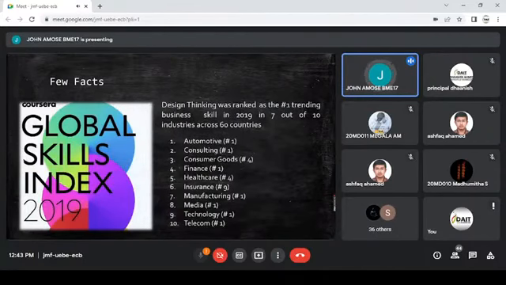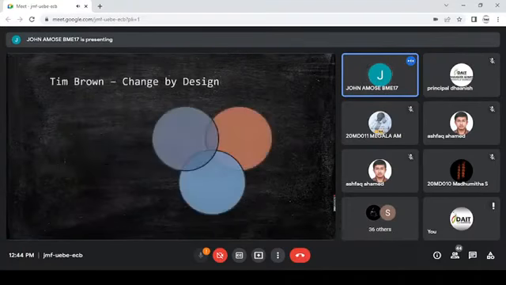Again, design thinking was ranked as the #1 trending business skill in 2019 in 7 out of the 10 industries. All right. So if you look at the automotive industry, they said that design thinking was the best business skill that we can have. Right. So there are other business skills as well. So this was marked as #1 in automotive, consulting, consumer goods. Consumer goods was fourth. So finance, right, manufacturing, media, technology, telecom, in all these industries, design thinking was rated as a topmost business skill that one can have. Right?